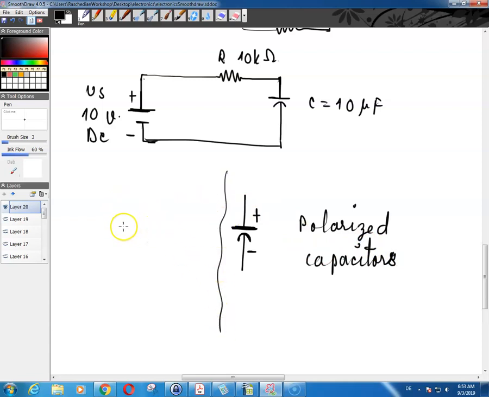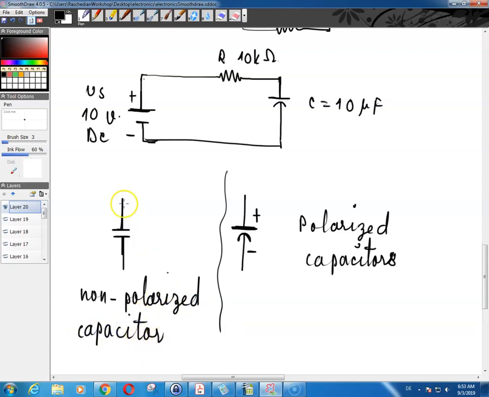Now, on the other hand, there is some other sort of capacitor which is called a non-polarized capacitor. When it comes to this sort of capacitor, there is no polarity, and you can connect this capacitor to a DC circuit in any way that you want. Either way, it would work.